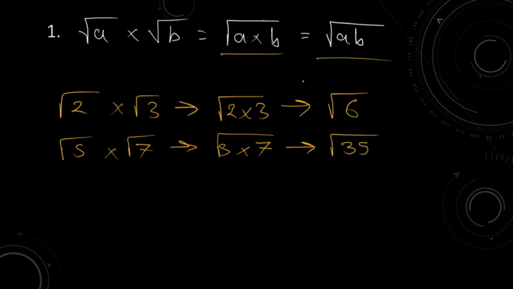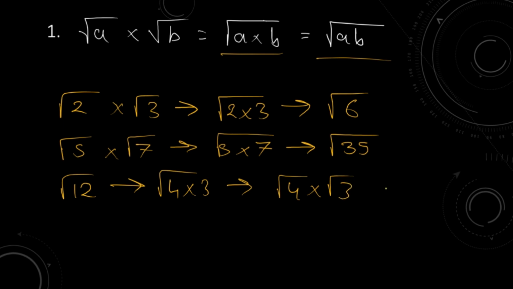Now you can also go the other direction. If you have square root 12, this would be square root 4 times 3, which is square root 4 times square root 3, and this equals 2 square root 3, because square root 4 is 2, so this is 2 times square root 3, which is 2 square root 3.